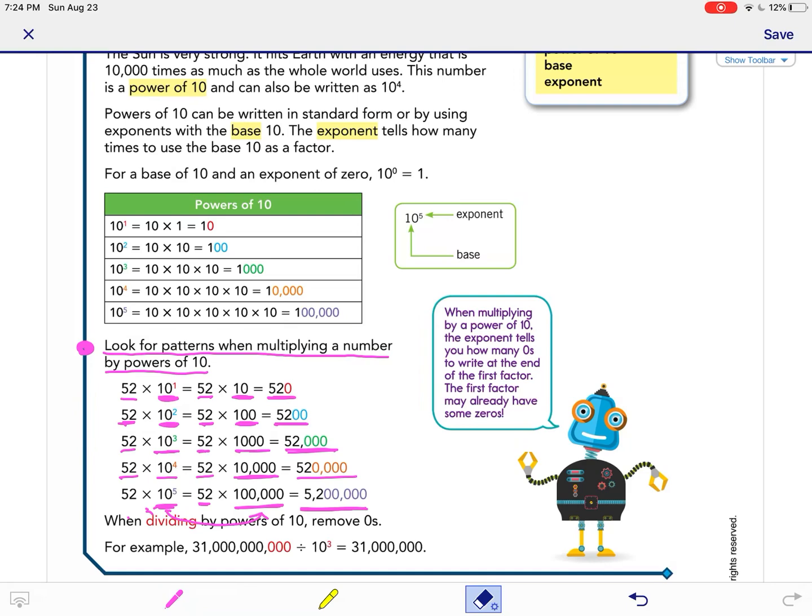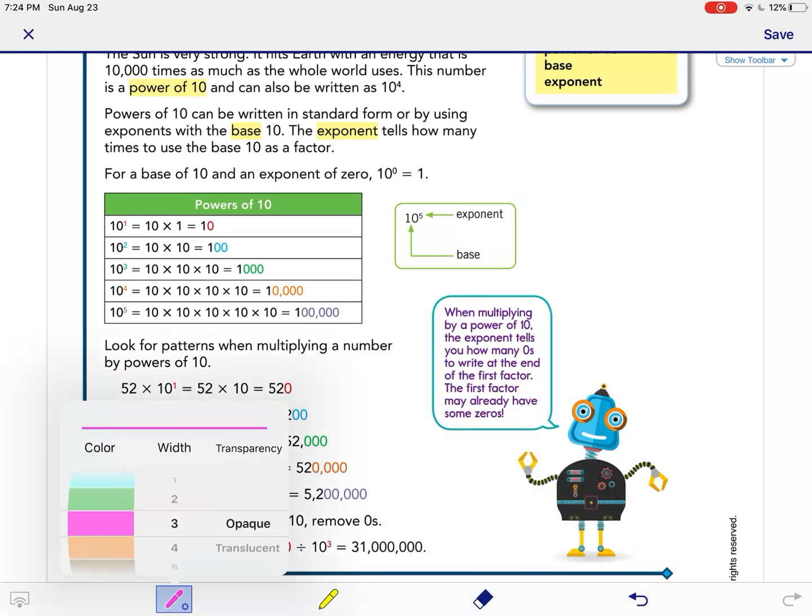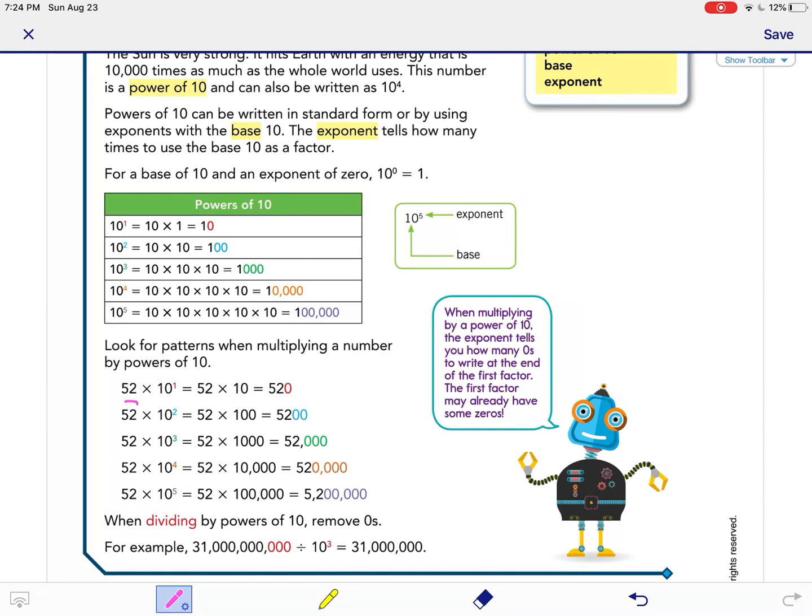Anytime you have a number times a power of 10, all you need to do is look at the exponent and add that many zeros to the first factor. Does that make sense? So here you took 52 and you're going to add 2 zeros. 52 times 10 to the third power, it's saying add 3 zeros to this number. So you have the 52 and you added your 3 zeros.